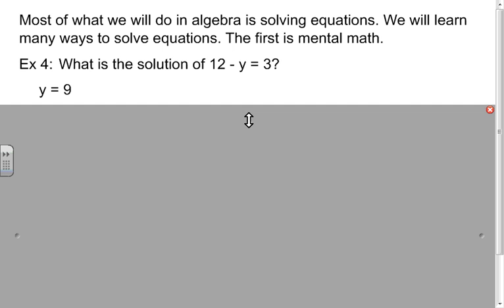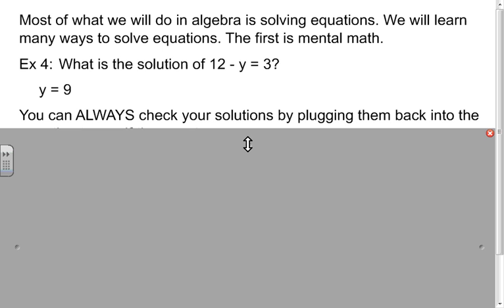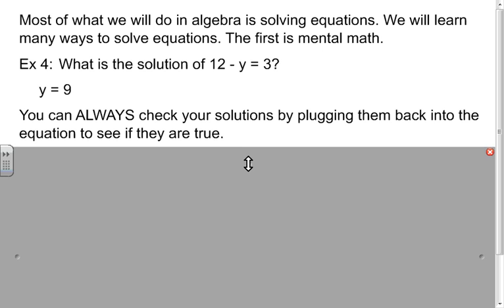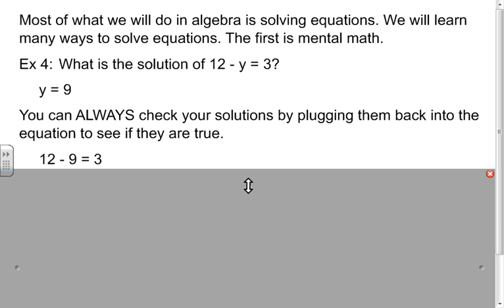Now, whenever you're solving an equation, you can always check your answer to make sure it's right. You might think that that's an extra step that you don't have to do. Well, you probably don't have to do it, but if you want to make sure you have the right answer, this is how you do it. It just takes a little extra effort. You can always check your solutions by plugging them back into the equation that you started with to see if it's true. So in the problem up there, we had that y equals 9. So if we plug in 9 for y, we get 12 minus 9 equals 3.